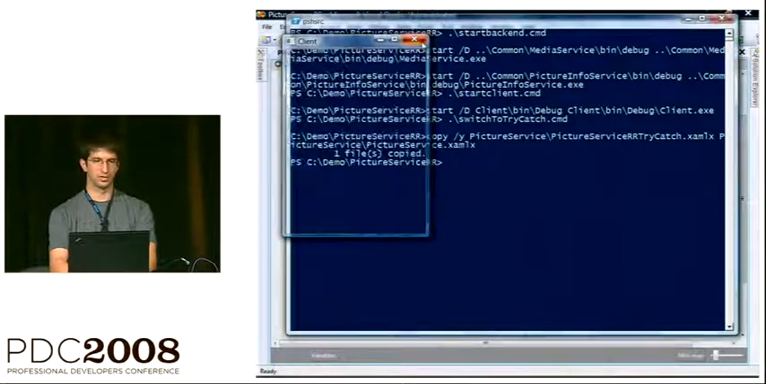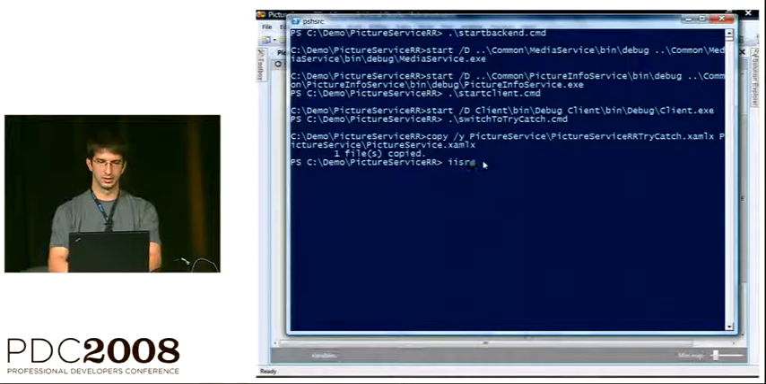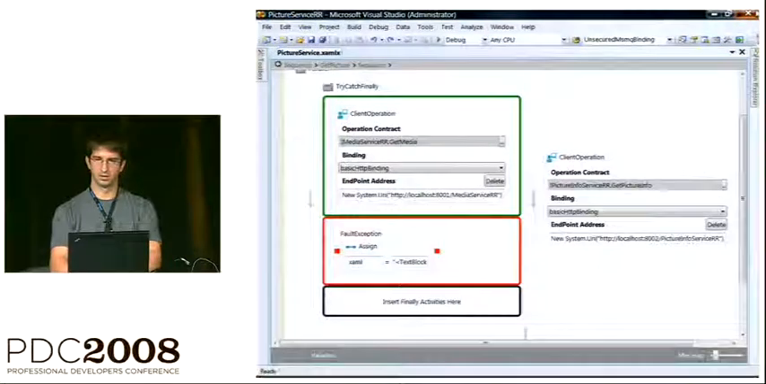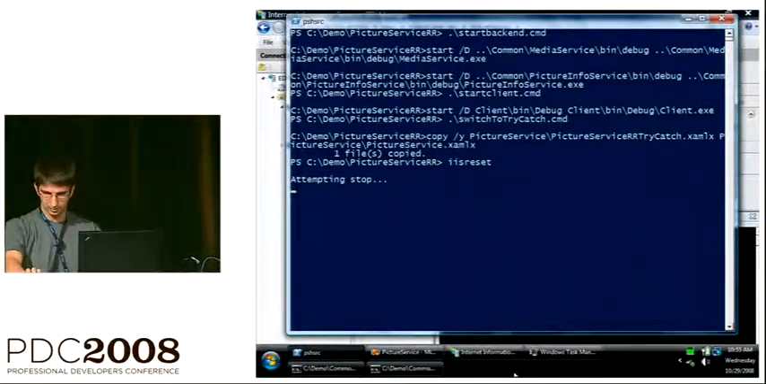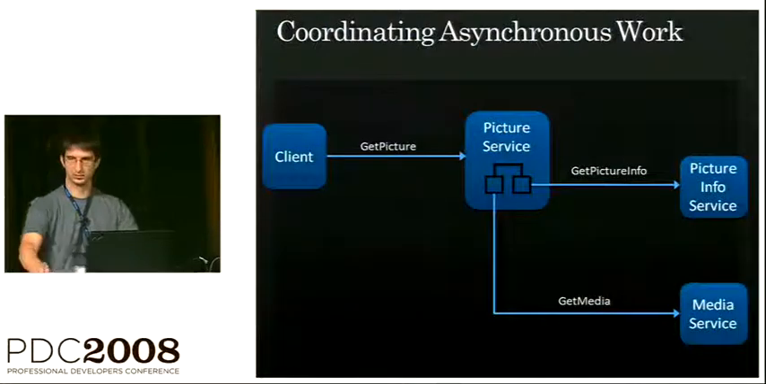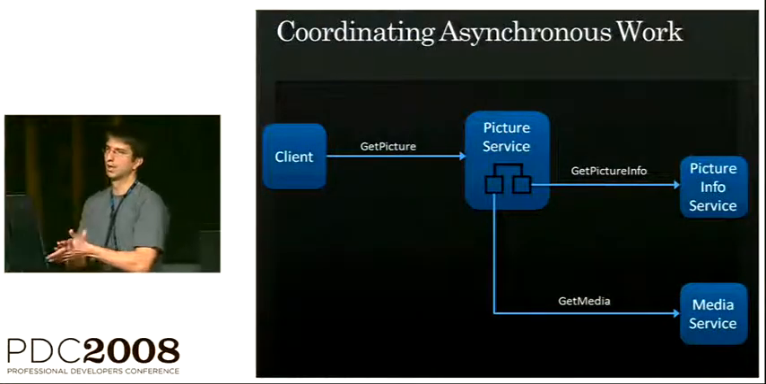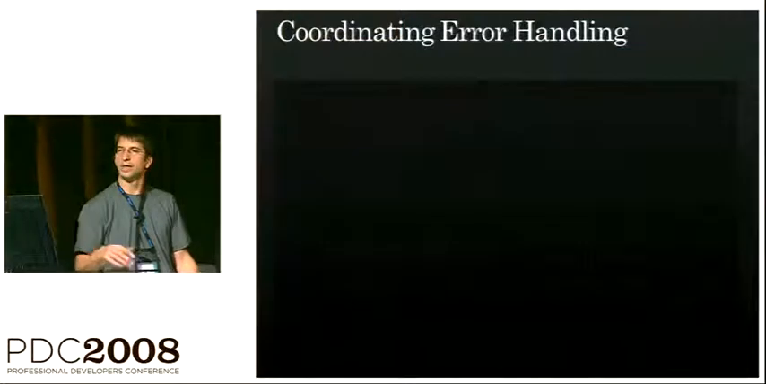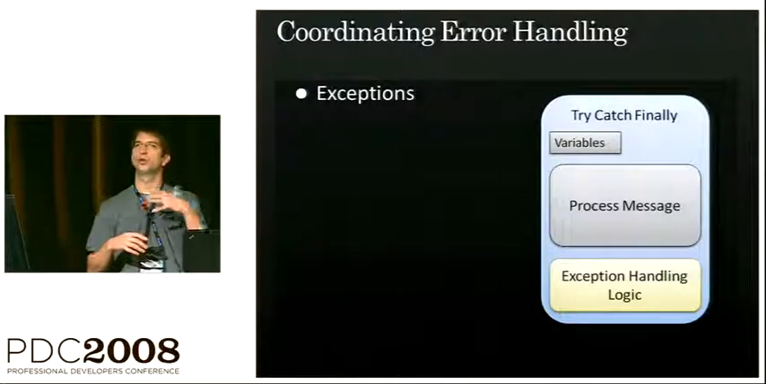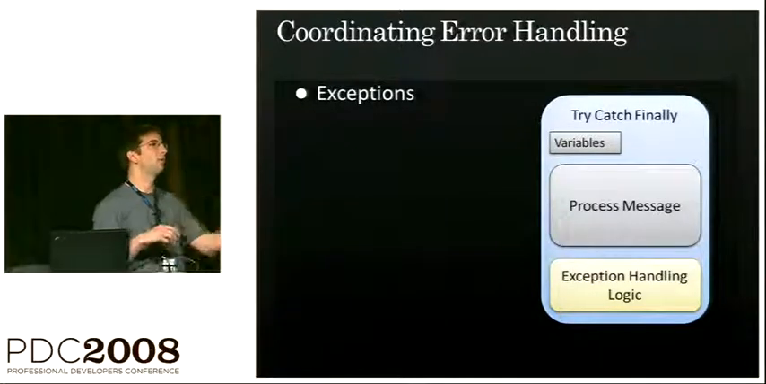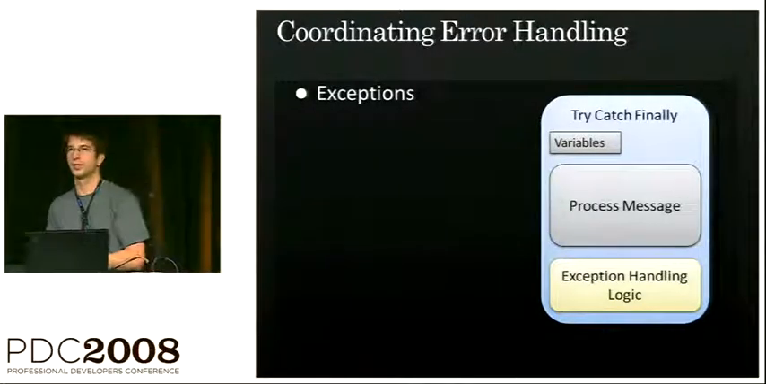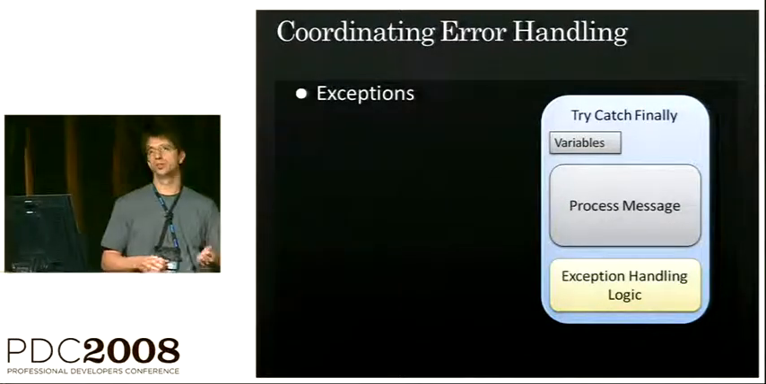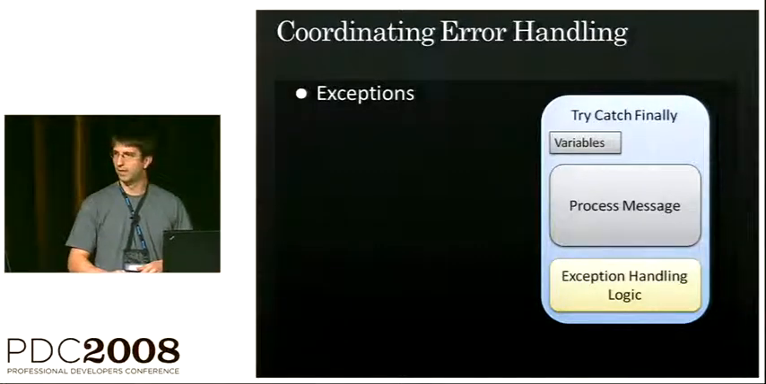So let me just get rid of some of this stuff for the next demo. And switch over here. Cool. So when I'm working with error handling scenarios, I'm able to co-locate the activities that do the work with the variables that they're operating on with the activities that handle exceptions, right?